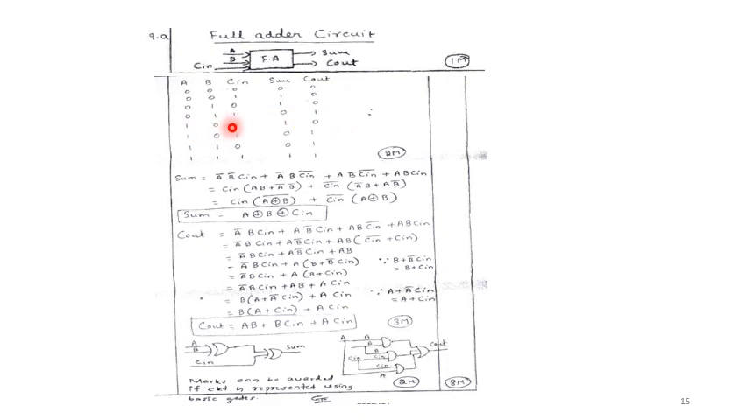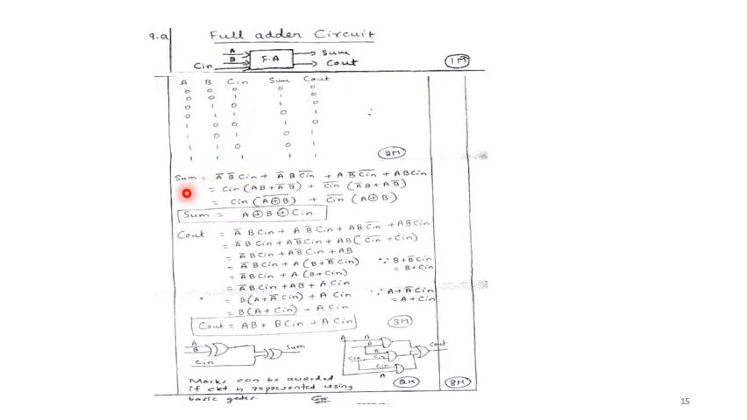1 plus 0 plus 0, 1, 0, 1 plus 0, 1, 1 plus 1, 0, 0, 1. Again 1 plus 1, 0. Carry is 1, so 0 plus 1 carry. Again 1 plus 1, so 1 plus 1, 1, so it is 1, 1. So this is the truth table.